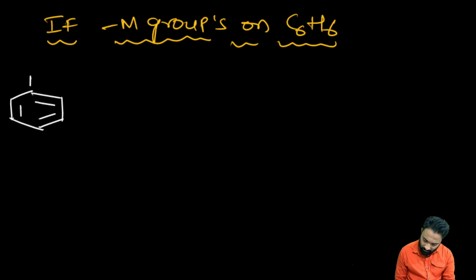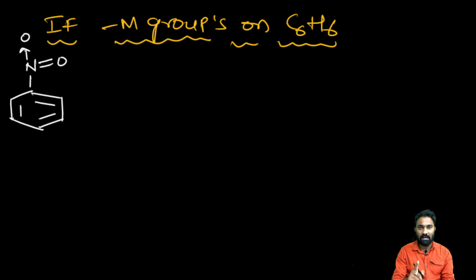is NO2. Now this is NO2. Many students get difficulty in identifying whether NO2 is a minus M group or plus M group. Done. Now NO2 is a minus M group. Why is NO2 a minus M group? Here what I said: if any lone pair containing species is attached to the sp2 carbon, it will behave as a plus M. If a lone pair absent species is attached to the sp2 carbon, it will behave as a minus M group, right?